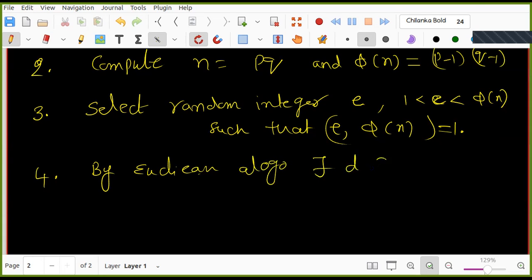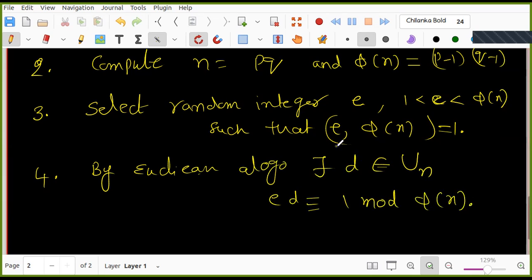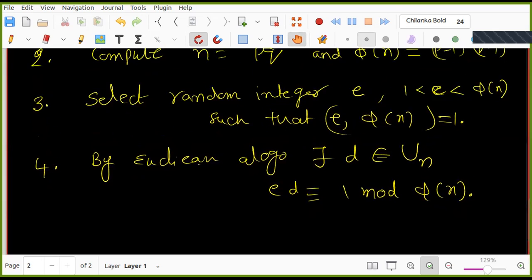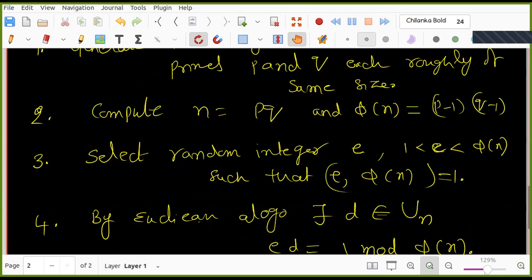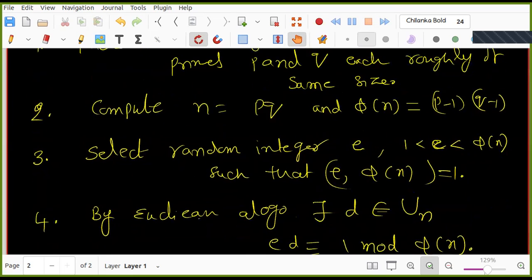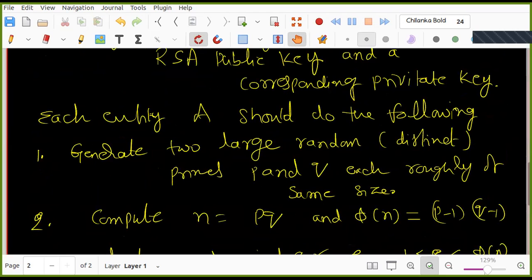There exists d such that E into D is congruent to 1 modulo phi of N, right? This much is okay. Two primes we took, P and Q, N equal to PQ, and phi of N we computed. So these are all done by this one person A. A is doing all these things, right?